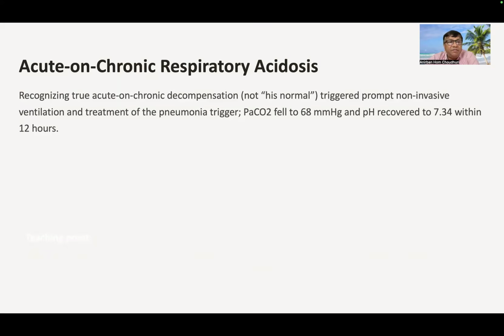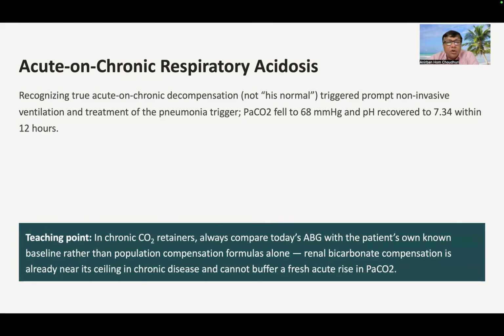So this triggered prompt NIV and treatment of the pneumonia trigger, and the PCO2 fell to 68 and the pH recovered to 7.34 within 12 hours. So the teaching point from this case is that in chronic CO2 retainers, always compare today's ABG with the patient's own baseline, which is available, rather than population compensation formulas alone, because renal bicarbonate compensation is already near its ceiling in the chronic disease state, and it cannot buffer a fresh acute rise in the PCO2. So this is important, and that is why they would require NIV immediately.